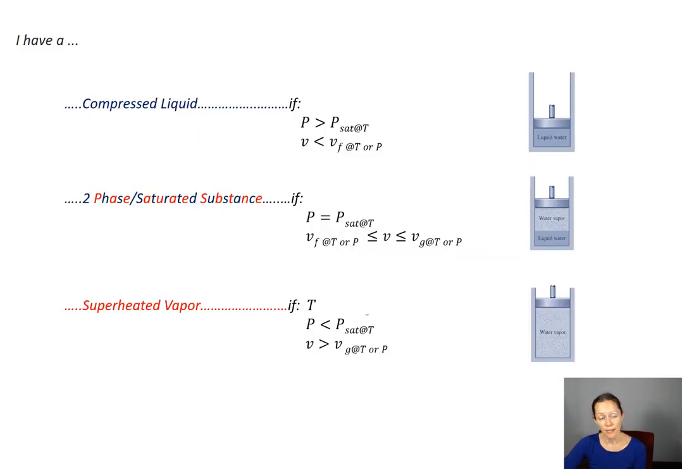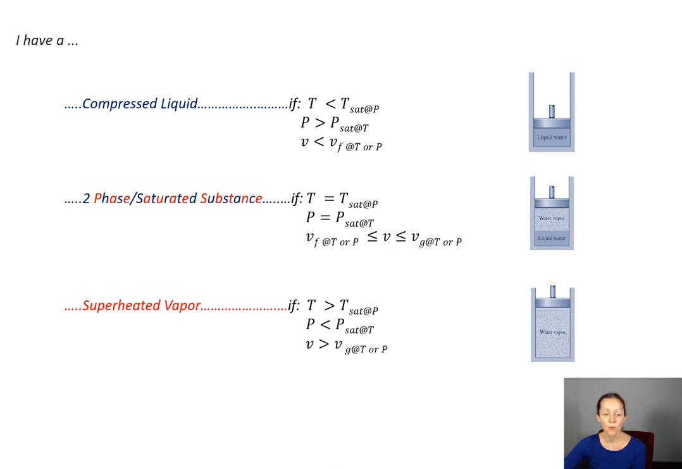So I've got my final set of rules. I've got a compressed liquid if the temperature is less than the saturation temperature at a given pressure. I've got a superheated vapor if my temperature is greater than the saturation temperature at a given pressure. And if it's equal to Tsat at a given pressure, then obviously I have a two-phase substance.